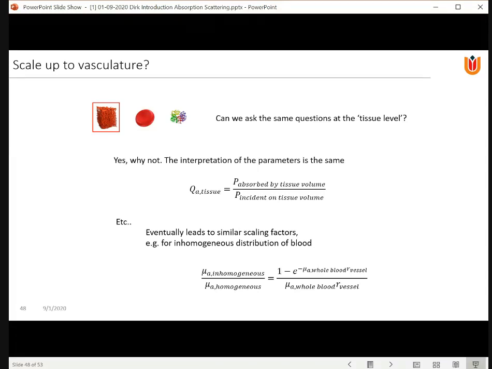So we can get now a second equation that tells us what the ratio is between a piece of tissue where blood is inhomogeneously distributed, which means that it is packed into vessels, divided by the value of the attenuation coefficient that you would get if all the red blood cells were distributed homogeneously, and then you get exactly the same kind of expression, of course, in the same kind of scaling.